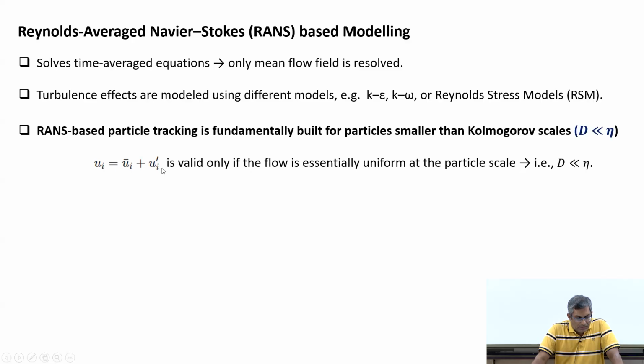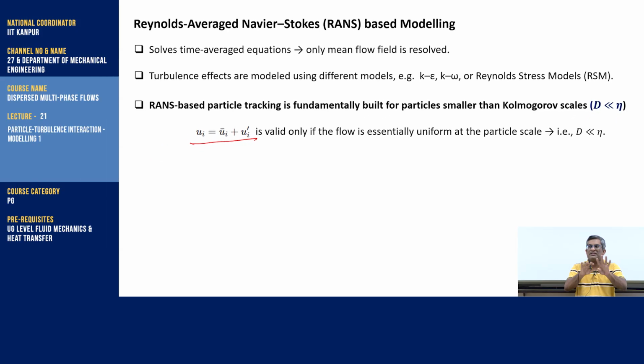This is because this type of decomposition is valid only if the flow is uniform at the particle scale. What does this mean? Imagine you have a few large particles in the flow and each has some wake effect. Due to wake, some turbulence is created. For this kind of situation, it is not possible to do such decomposition because the flow field is not uniform. You cannot use this everywhere.